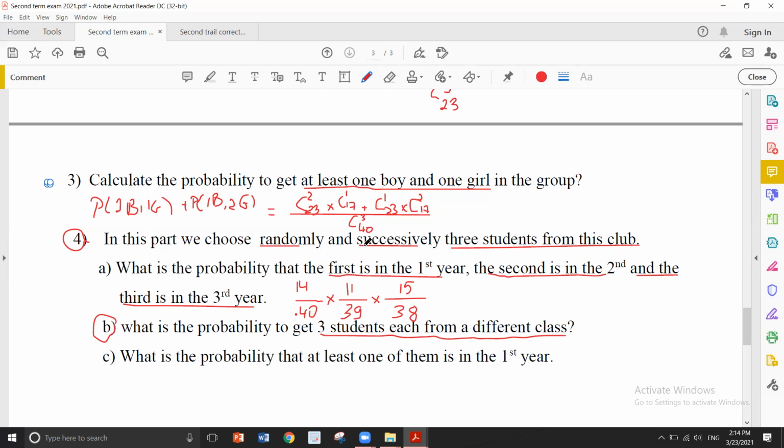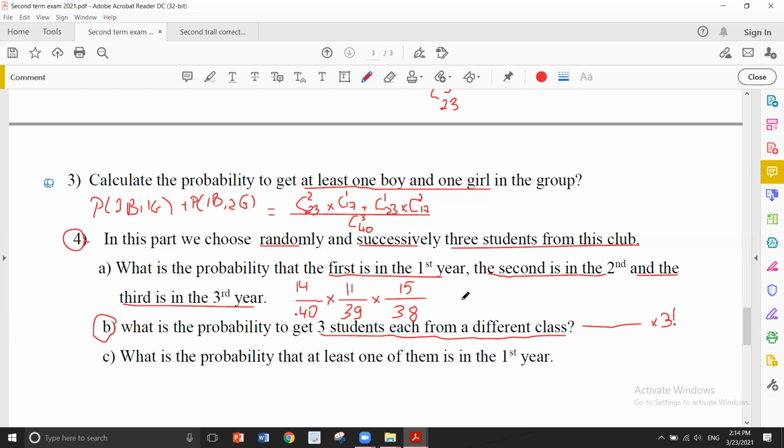It's the same thing, but we multiply by 3 factorial. This is the same as part A times 3 factorial. Whenever we choose successively, we have to multiply by the number of ways that we can permute them.